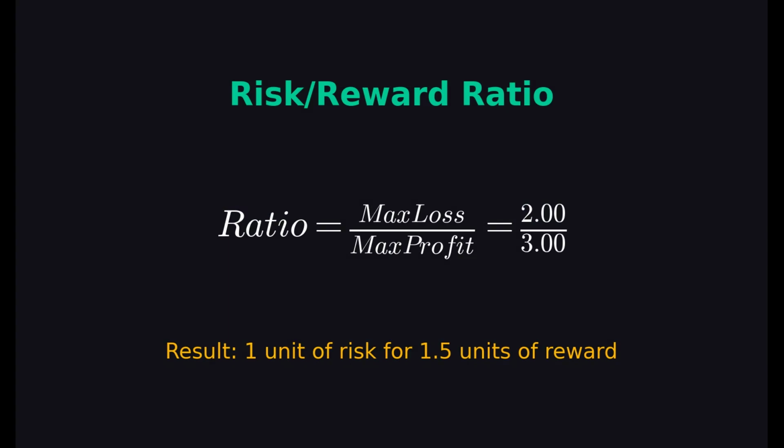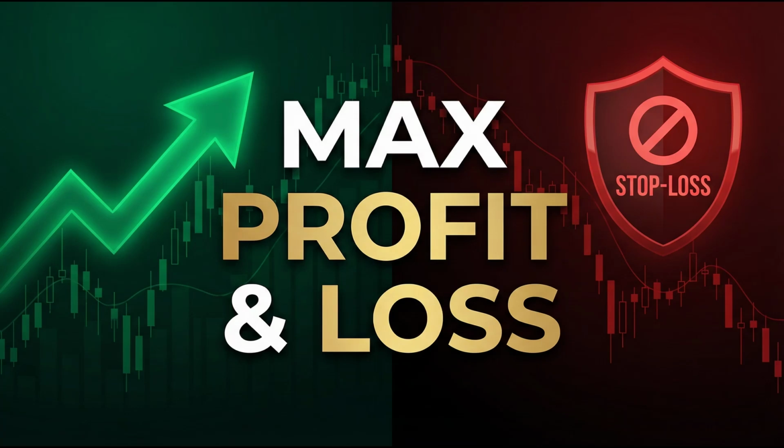Finally, we evaluate the risk-reward ratio. Using our example figures, we risk $2 to make $3, giving us a 1 to 1.5 risk-to-reward ratio. Successful traders use this ratio to determine position sizing. If the potential reward does not justify the risk based on the probability of profit, the trade should be skipped. Master these calculations to ensure your risk aligns with your trading plan.